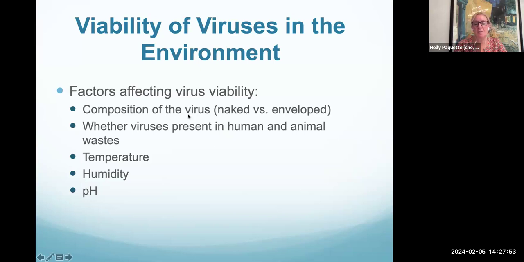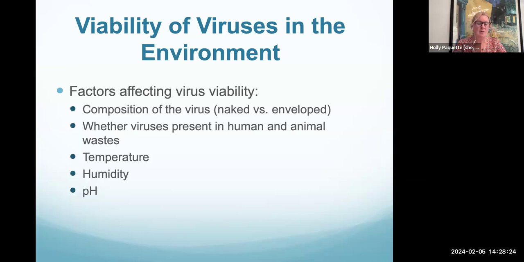First of all is the composition of the virus. Naked viruses are actually much more able to be viable for longer periods of time in the environment than an enveloped virus. The enveloped virus's phospholipid bilayer often can deteriorate, and then the virus is no longer viable. It also depends on whether the virus is present in human and animal waste. If it is present in those, it can last longer because it's in a place where it can continue to be viable.